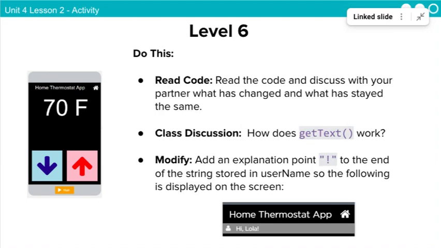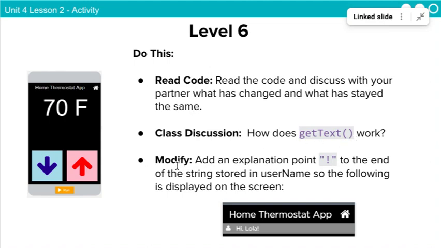So on level 6, the code for the thermostat app version 3 is displayed. I want you to read the code, and in your journal, put what has changed about the code and what has stayed the same. And then I want you to tell me in your journal how getText, how this function right here works.